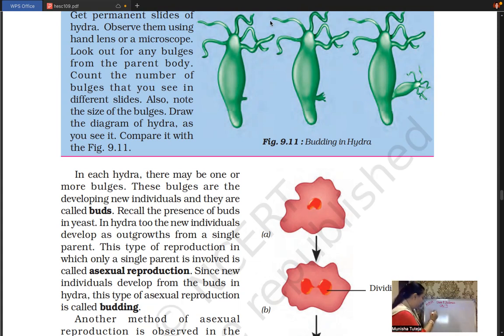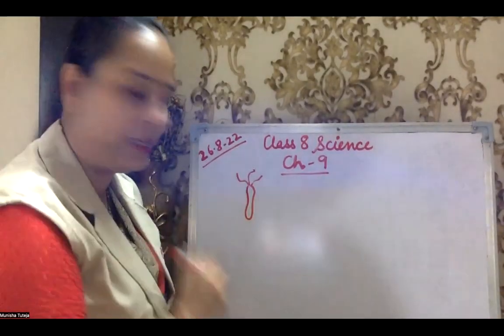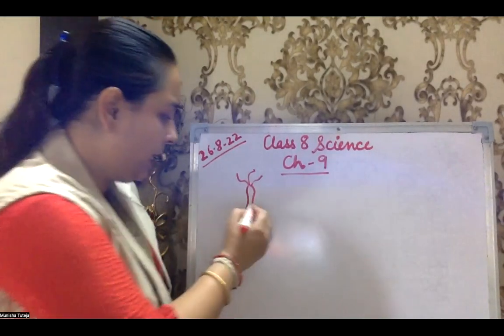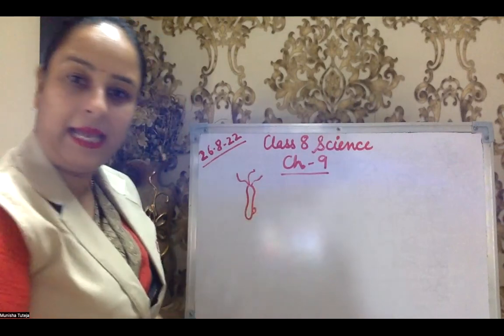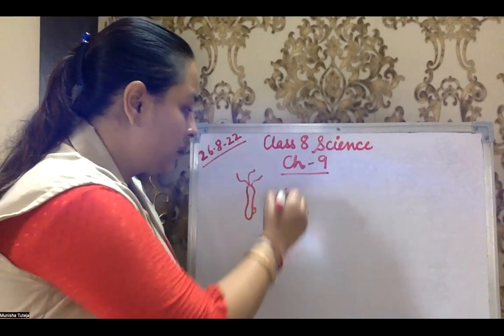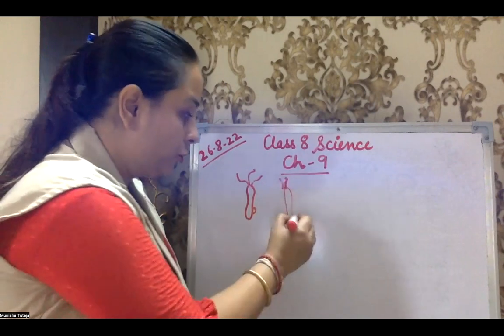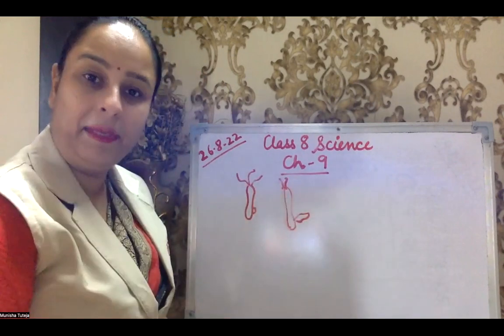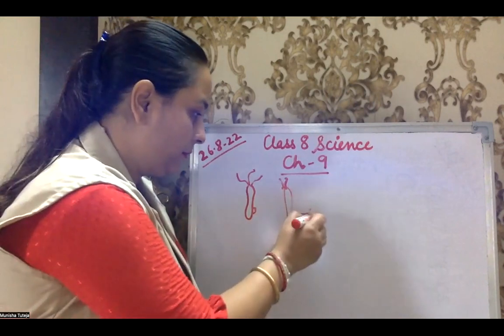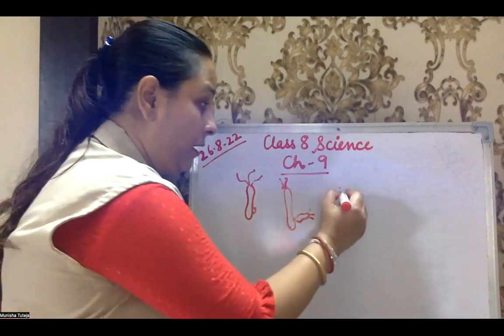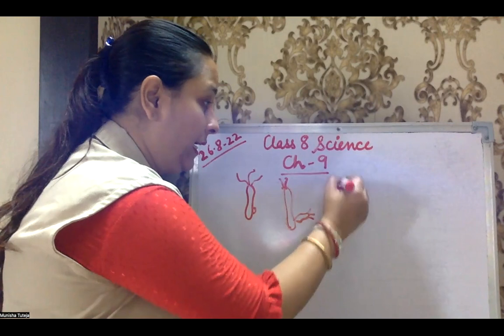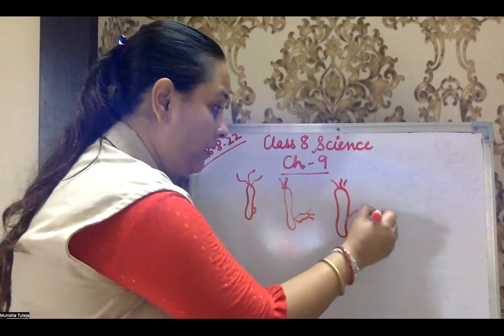I will quickly draw a diagram to make you understand. All right, please all of you look here. See here, I've got this one hydra. Little outgrowth here. Then next time what happens? Oh, my marker stopped working. So this has become little bigger, right? And third time, gradually it has become even bigger.